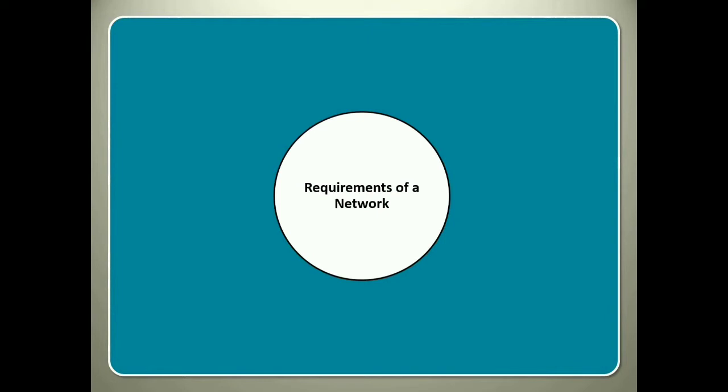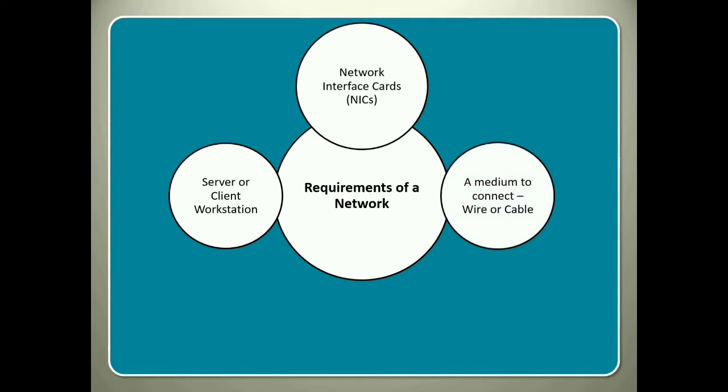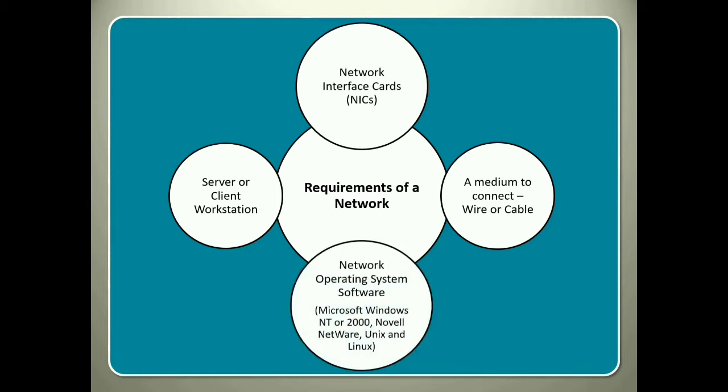Next is the requirements of a network. You should know that every network includes at least two computers, that is, a server or client workstation, network interface cards or NICs, a medium like a wire or a cable to connect, even though wireless communication between networked computers and peripherals is also possible. A network operating system software such as Microsoft Windows NT or 2000, Novell NetWare, Unix, and Linux.